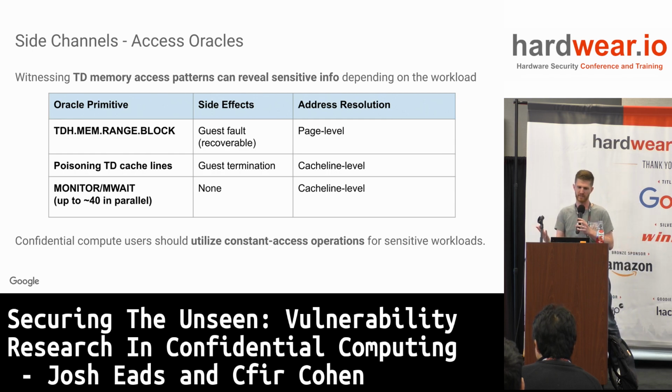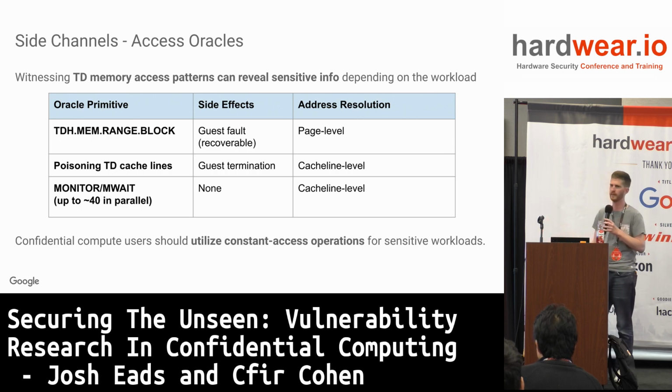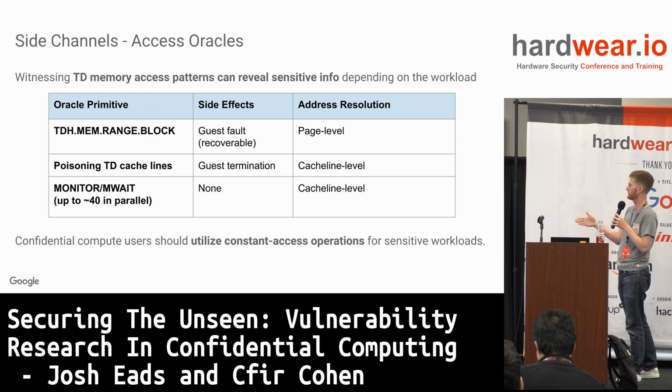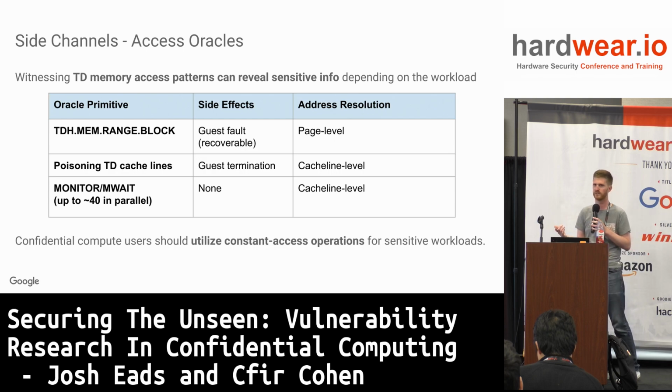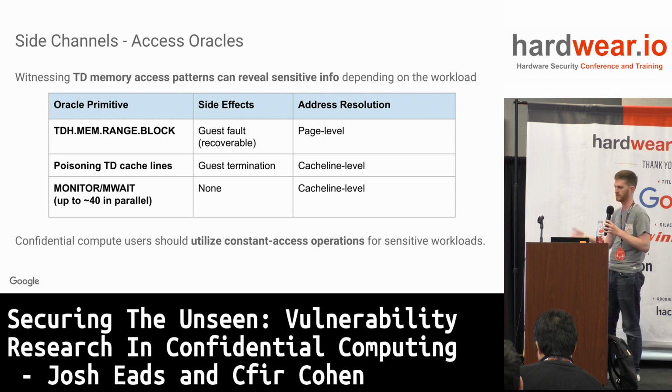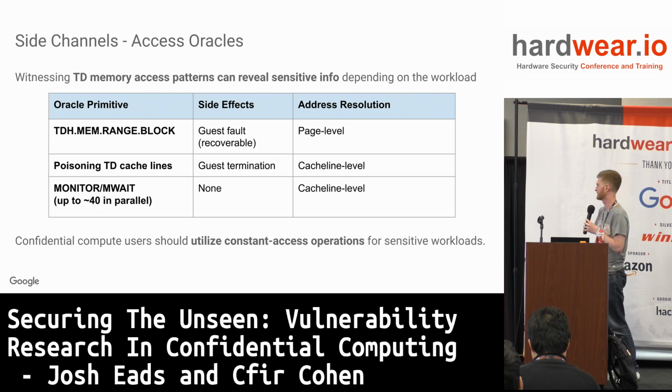And then the most powerful one that we found is you can use these legacy x86 instructions, monitor and mwait, and basically it does what it says. You run monitor, you tell it an address that you want to monitor, and then you use mwait to basically just spin. It'll go to sleep on that core and wake back up when someone uses that memory. And it turns out that you can use this to point monitor into TD memory and then get cache line level resolution. And there's no effect on the TD. I mean, it doesn't even fault or anything. There's no exit.